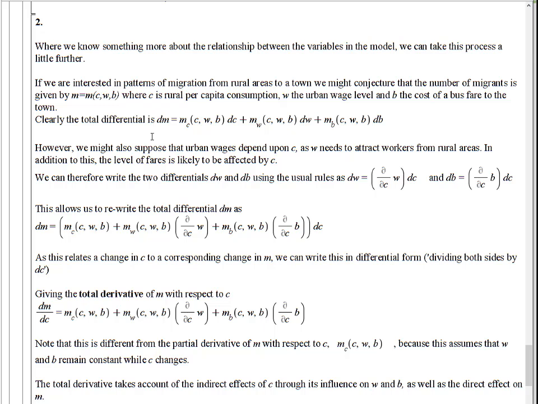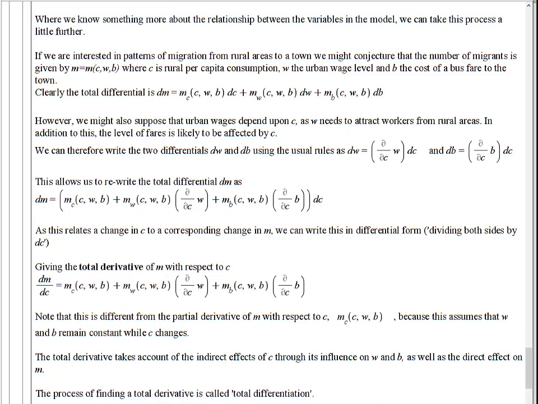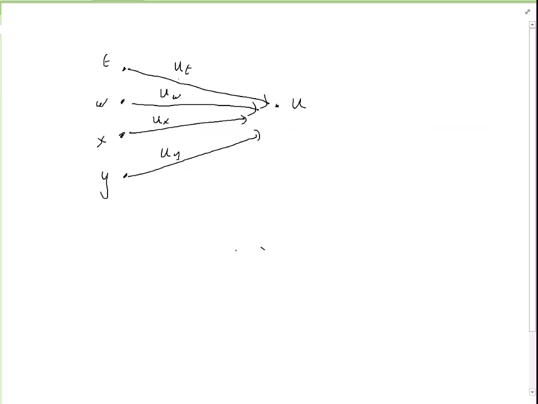Okay, so if we just stop for a moment and go to draw that on here. So let's just change that. This time what we're interested in is migration, and that's going to depend on consumption. That's not very sensible. Consumption and the wage rates. So rural consumption, the urban wage rates, and the bus fares to actually get from one to the other, like so.